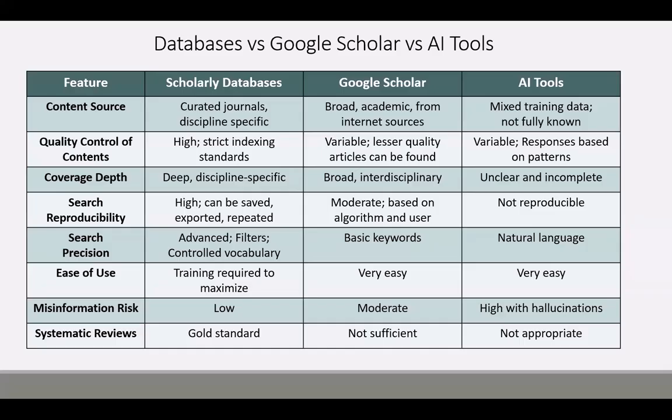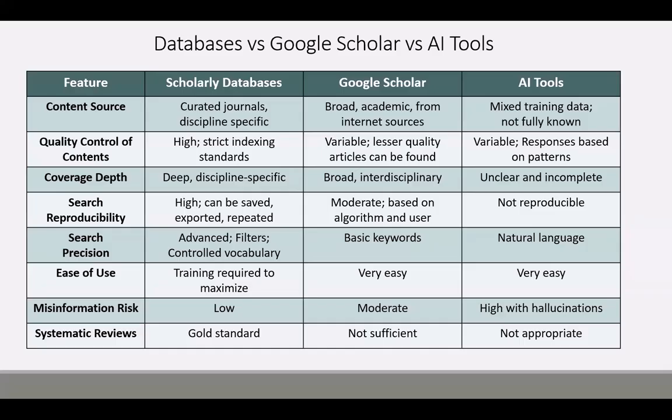Let's talk about the quality control of the contents. In a scholarly database, it's very high. They have strict indexing standards. All the records are going to look similar. They're treated the same. There's a lot of consistency. In Google Scholar, it's a little variable. And because it's pulling from the internet, some lesser quality articles can be retrieved. Not going to have those same high standards that a database would have. So you could get some questionable things in there.